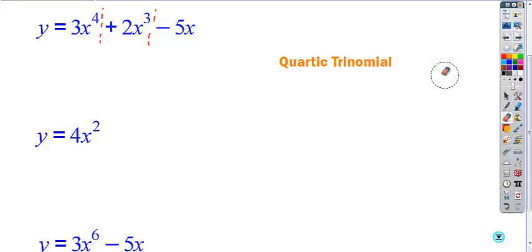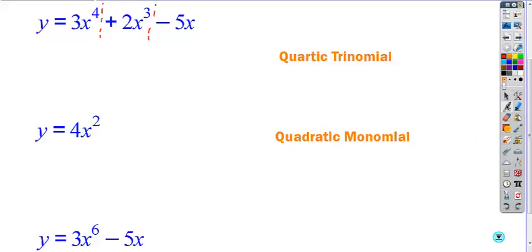So for the second one, what's the highest power? So what do we call something of degree 2? Quadratic. And how many terms do you see? Uno. So what do we call something that has uno terms? Quadratic monomial. Everybody all right with that? Yes or no? All right.